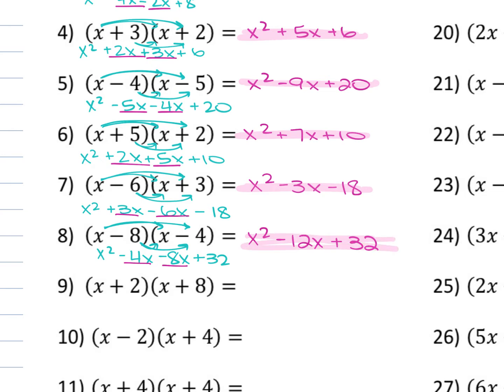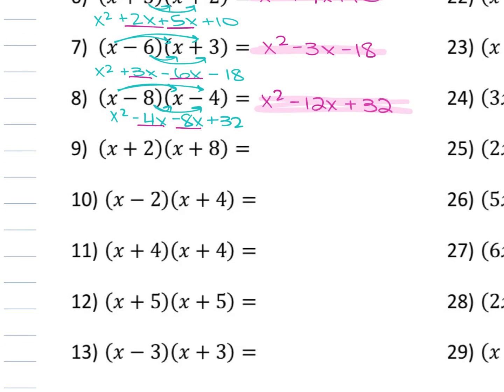For number 9, we have x plus 2 times x plus 8. So x times x is x squared. x times 8 is 8x. 2 times x is 2x. And 2 times 8 is 16. So this gives us x squared plus 10x plus 16.